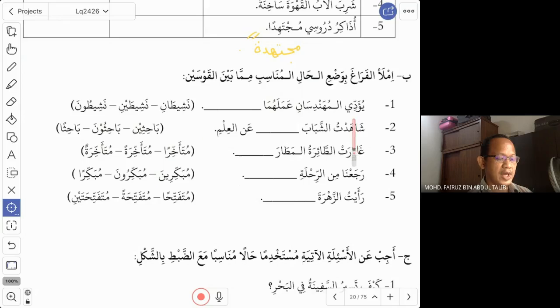Al-jumlatul ula: yuaddi al-muhandisani amalahuma. So the two muhandis, the two engineers. What is the meaning of yuaddi al-amal? Anyone? Yuaddi?